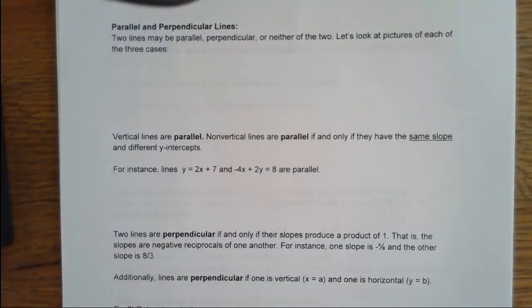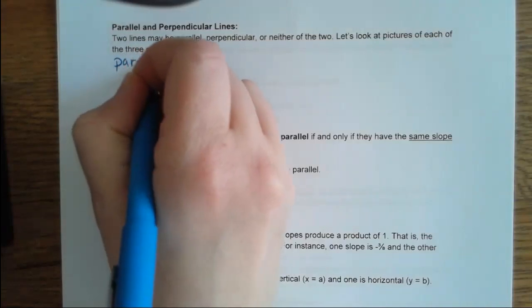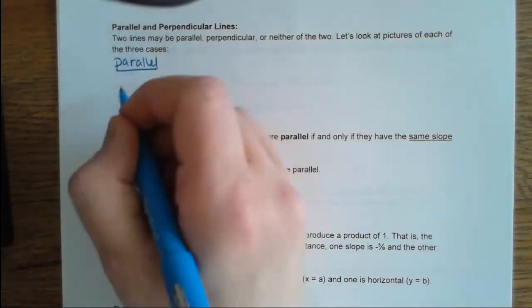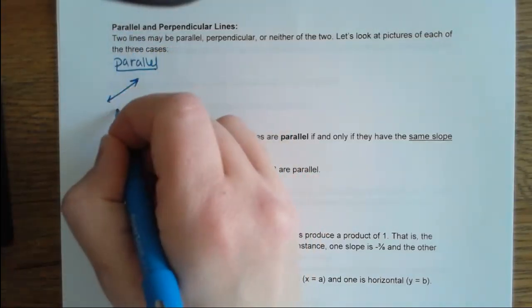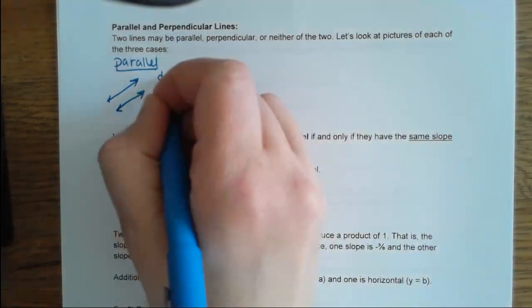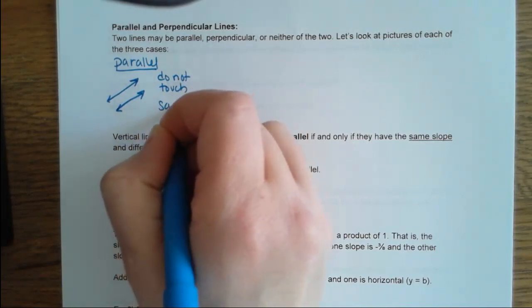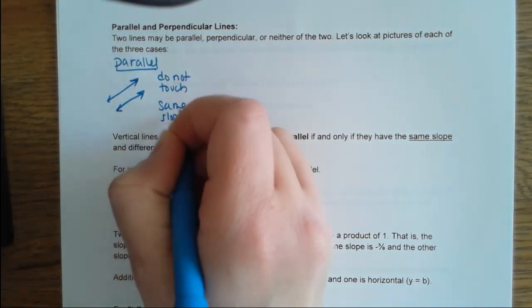All right, so next I want to look at two lines together. And lines can be parallel, perpendicular, or neither of these two. So let's look at the 3 cases. All right, so parallel lines basically look like this. Or this is one example, I should say. So things to note is that they do not touch. And also they have the same slope, which is why they don't touch.